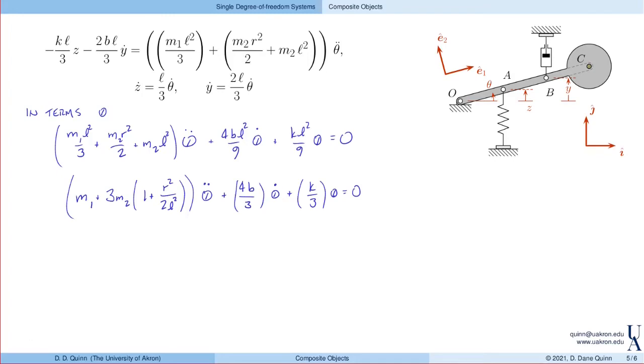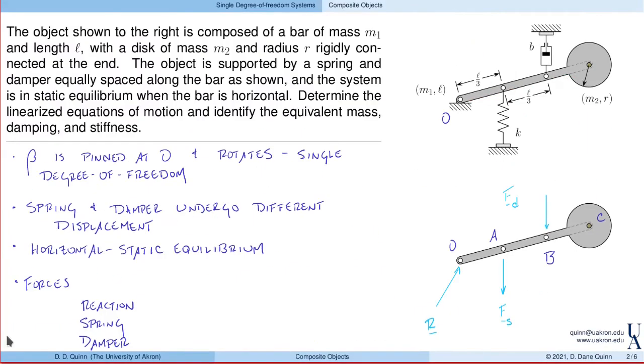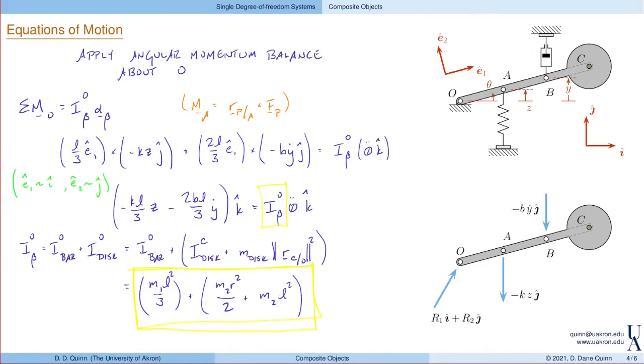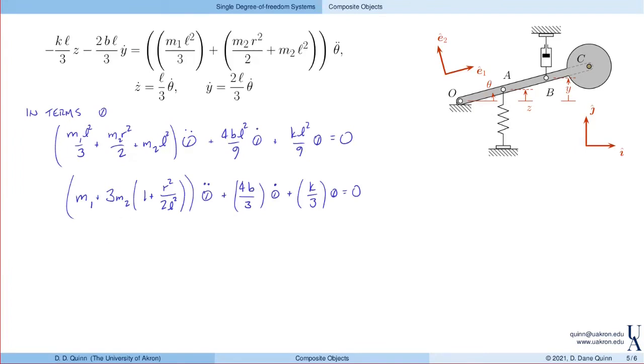And if we go back and look at the original problem statement, I wanted to know the linearized equations of motion, as well as the equivalent mass, damping, and stiffness. So this is the linearized equation of motion.